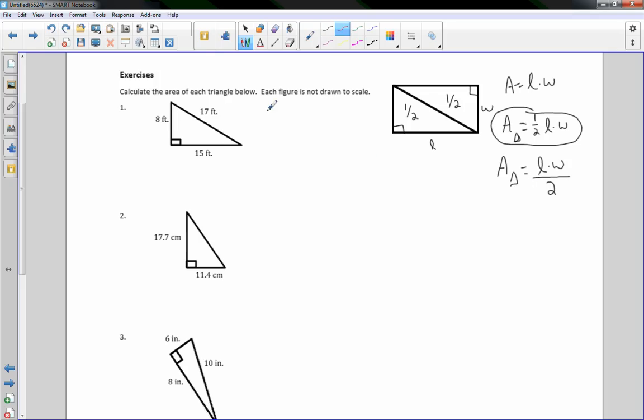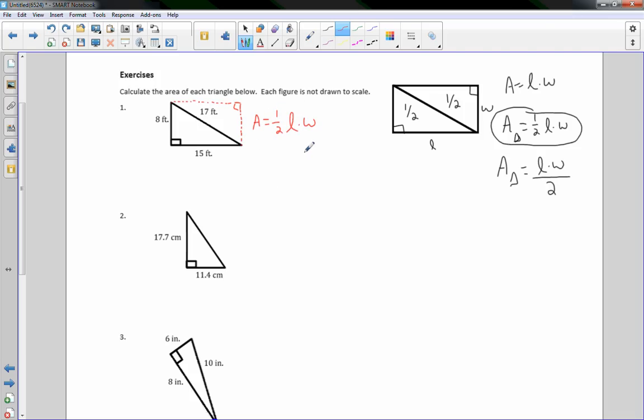So now we're on to the exercise where it says calculate the area of each triangle below. Each figure is not drawn to scale. It is a right triangle, so I know it's half of a rectangle. If I did this here and created a rectangle here, now I have a rectangle whose area is 8 by 15, and this triangle is half of that. So I'm going to say area equals 1/2 length times width.